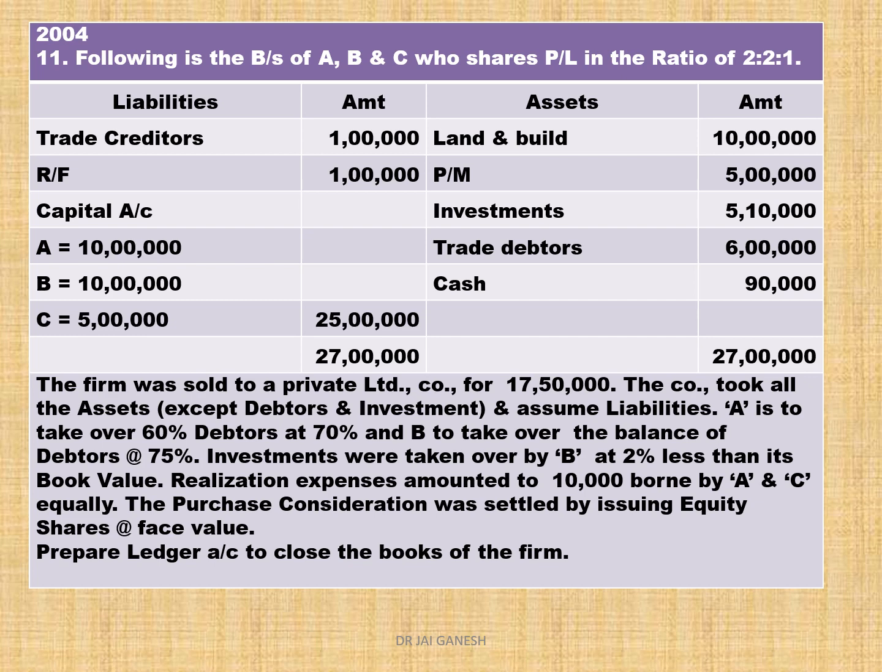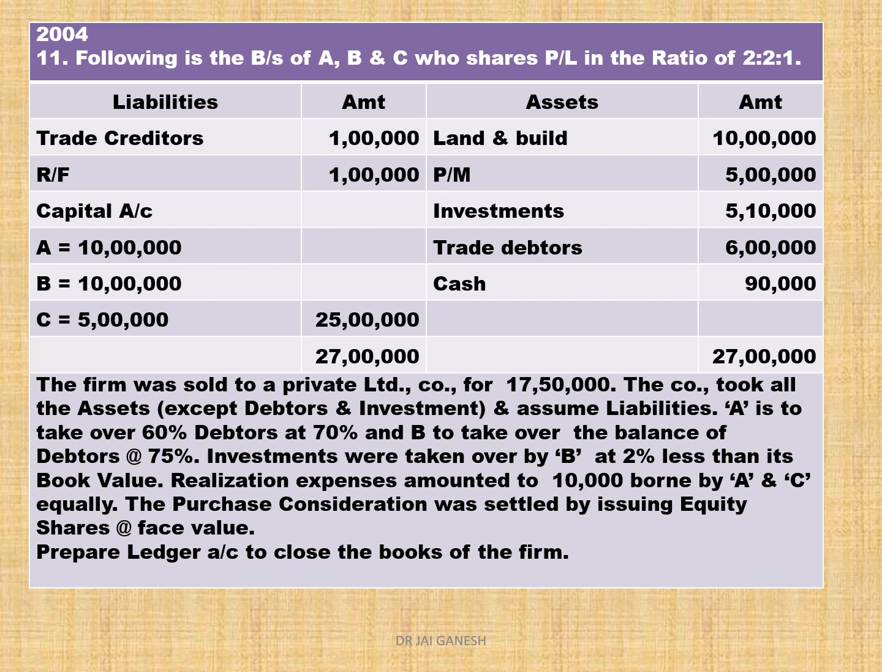So total debtor is 6 lakh. Out of 6 lakh, 60% is taken by A. So 6 lakh into 60%, you get 3,60,000. But 3,60,000 is not taken at 3,60,000. 3,60,000 is taken over at 70%. That is, he is taking 30% less.